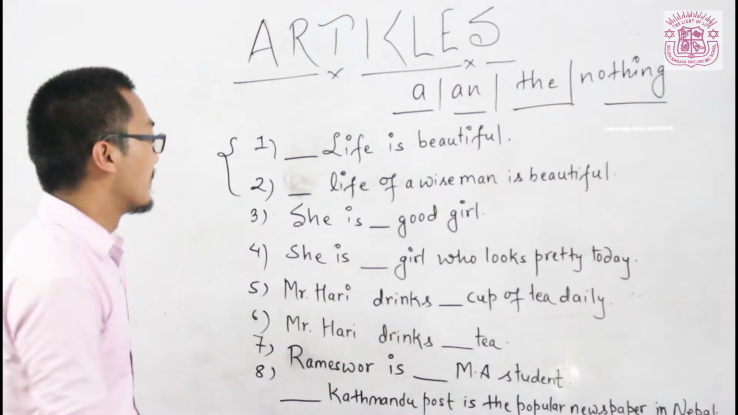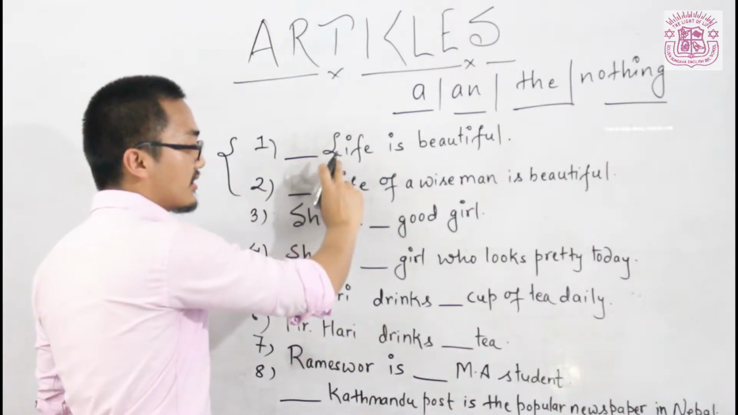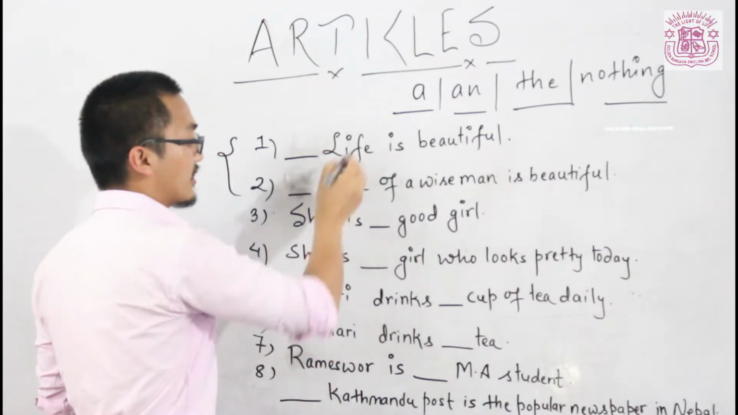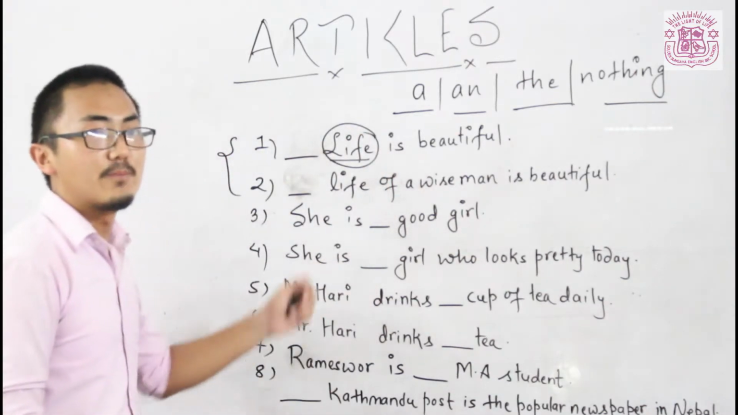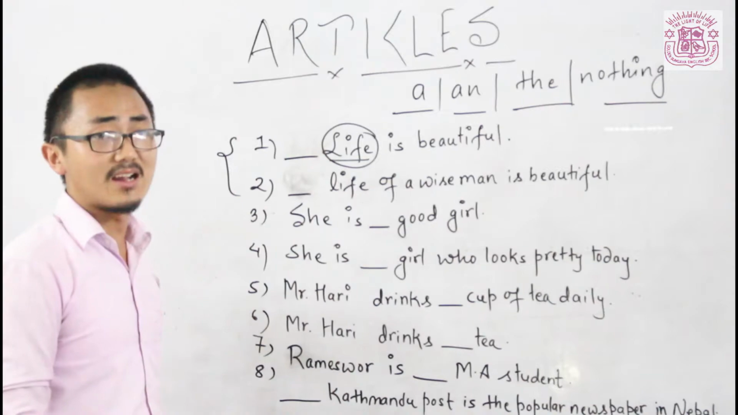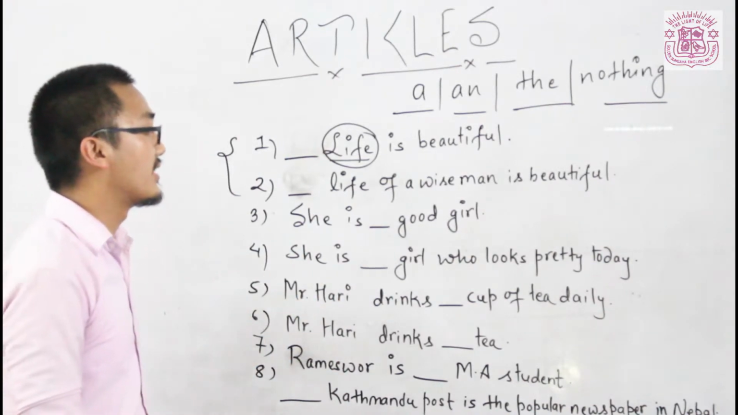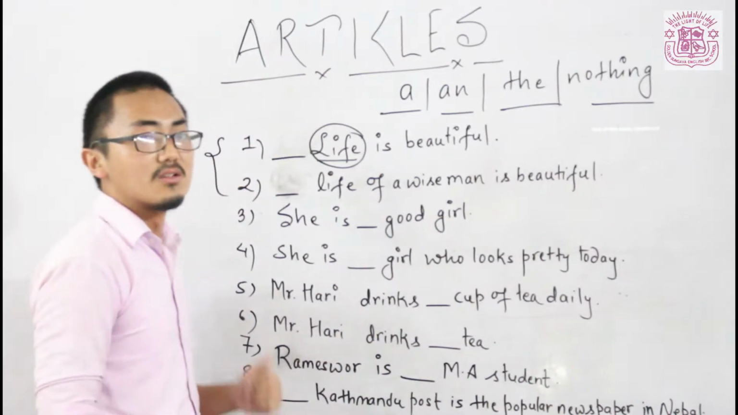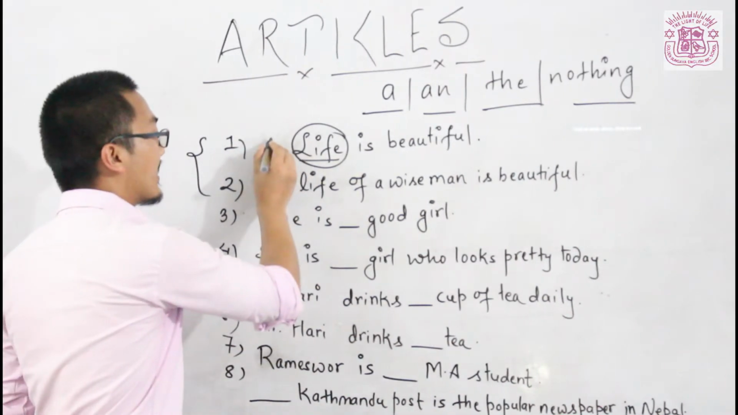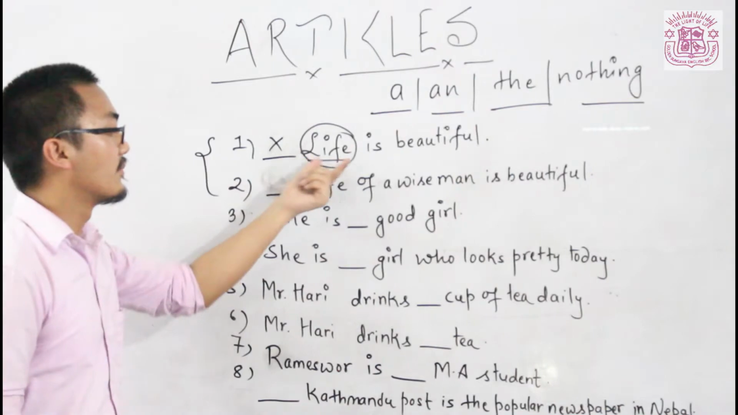But if not, then let me help you. The first one, you can see here: life is beautiful. So this life belongs to which noun? This life belongs to the abstract noun. Just before, we have studied that there is no use of articles with abstract nouns, so that's why we don't need to keep any kind of article in front of life.